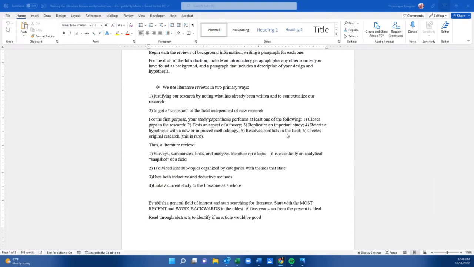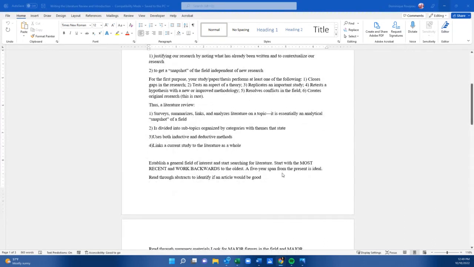Or does it create original research? This is very, very rare, which I think sometimes students, when they set out to do their research project, that's what they're looking for. They're looking for the experience of finding a new finding on a topic, but this is very, very rare.